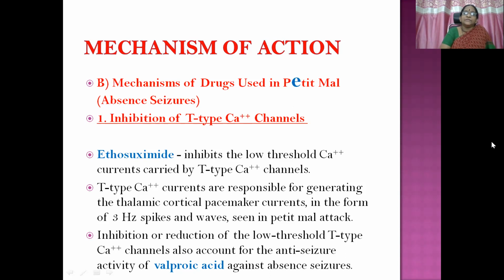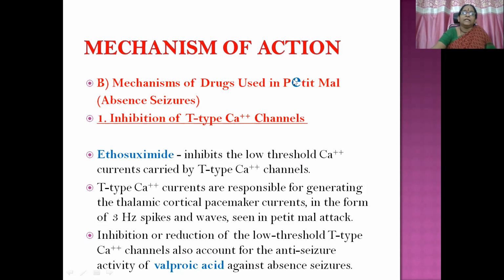Then mechanism of drugs used in petit mal epilepsy, or absence seizures: inhibition of T-type calcium channels. There it is N-type calcium channels. Here it is T-type calcium channels. Remember, this is like petit mal. T letter is there in petit mal. So T-type calcium channels. You can remember that way.